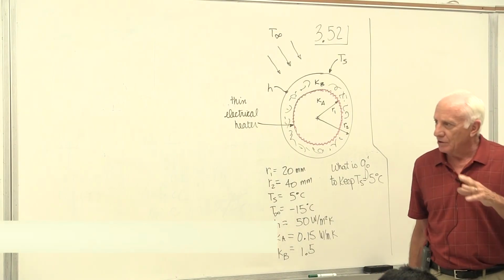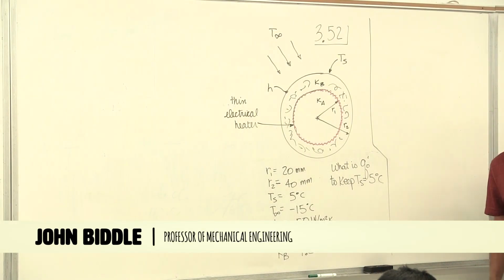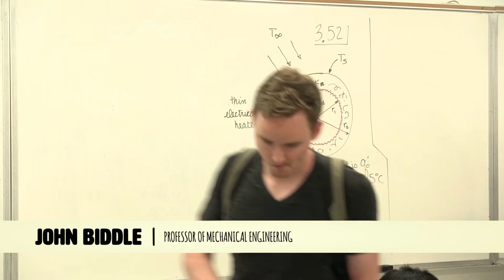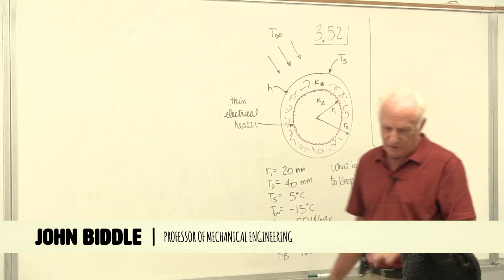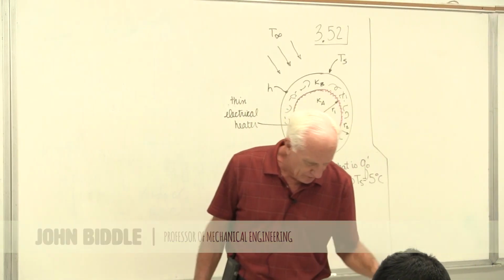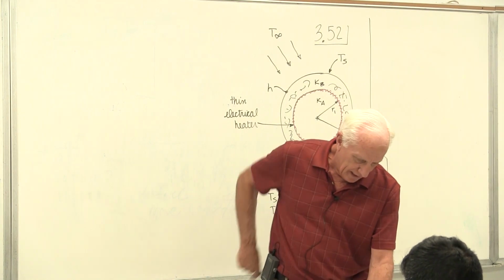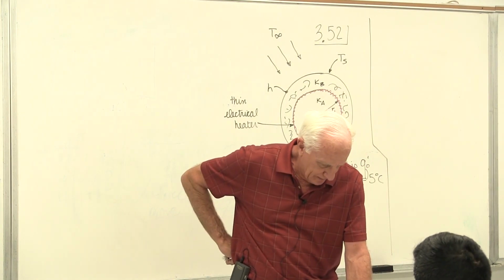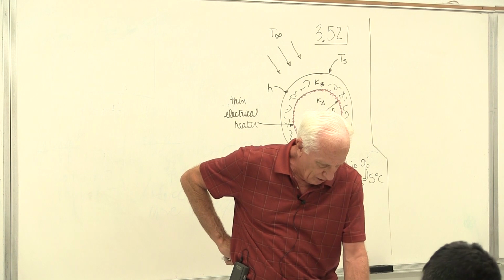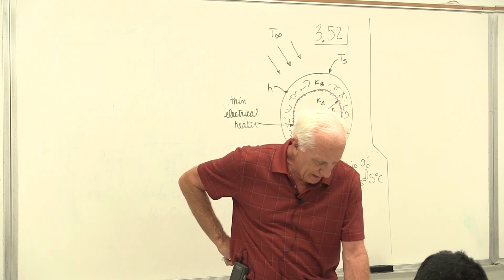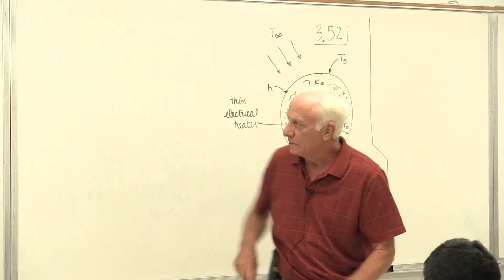So today I'm going to look at a problem which is cylindrical coordinates. There's no picture in the book in problem 3.52. I'll read it to you. A thin electrical heater is inserted between a long circular rod and a concentric tube.